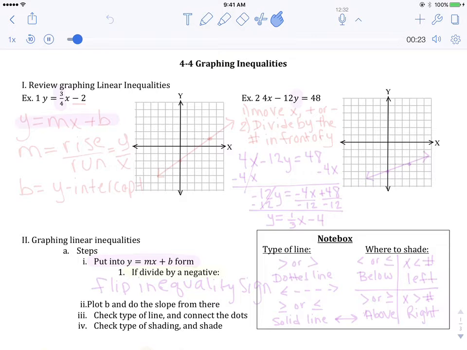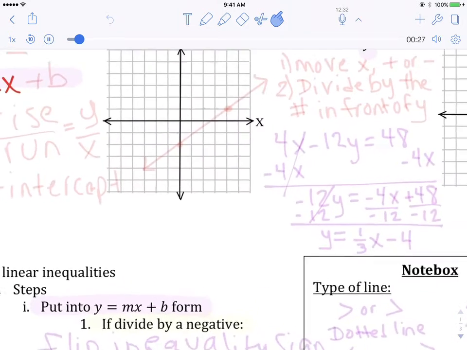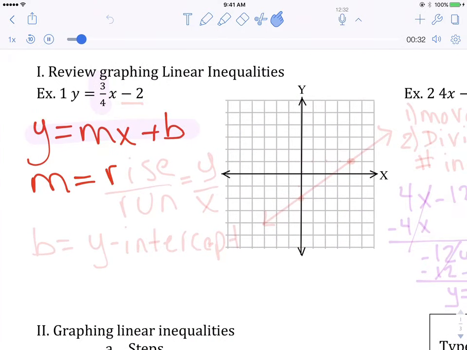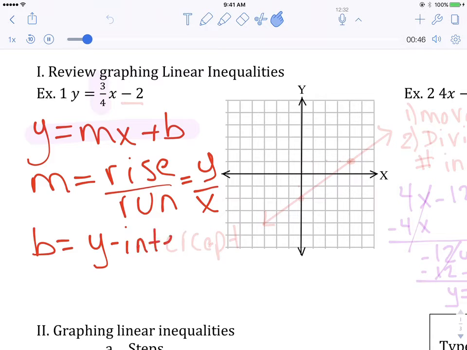Remember that we are looking at equations in the form of y equals mx plus b, where m is your slope, your rise over run. The rise, remember, is your y value. The run is the x value. And b is the y-intercept. So to graph an equation, we are going to want to put the equation into the y equals mx plus b form.